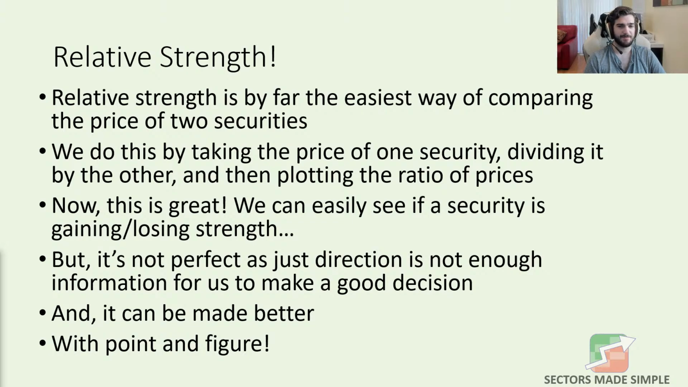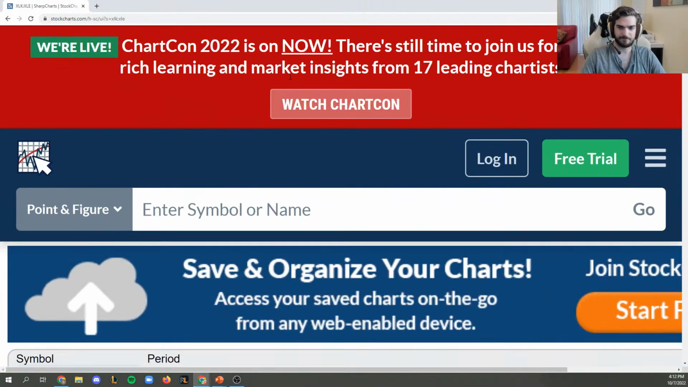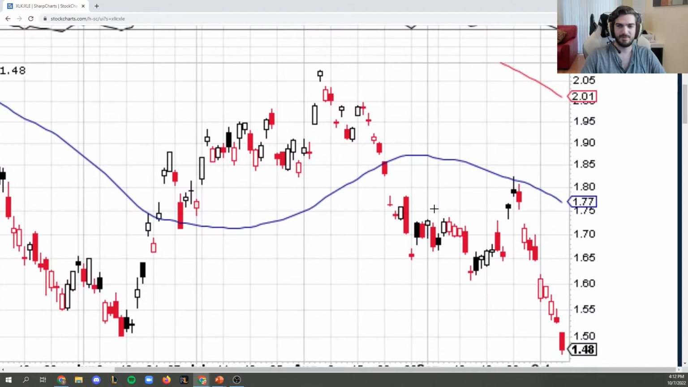But it's not perfect, because it's hard to tell sometimes. If you go to a relative strength chart and you look at something like this, it can be a little tricky to find where the actual points are at which you say this is now better or worse value. Well, one way you could do it is: is it above or below a moving average line?